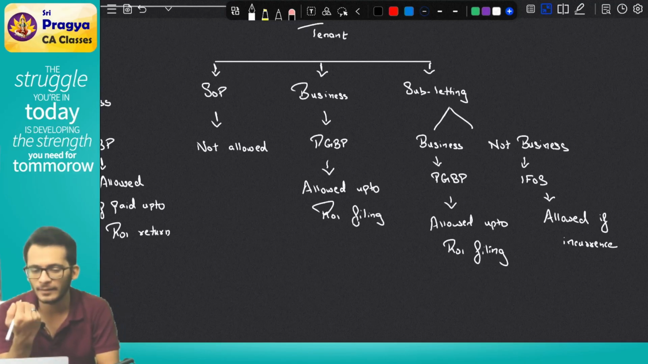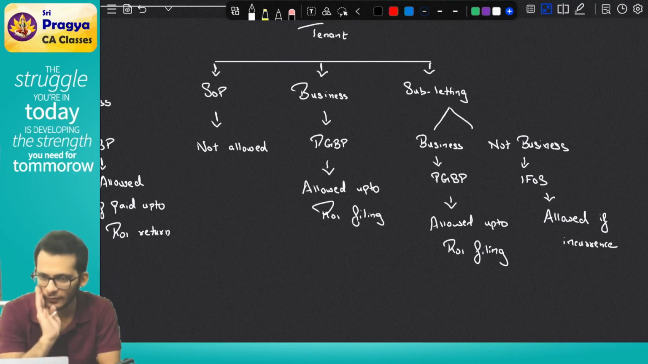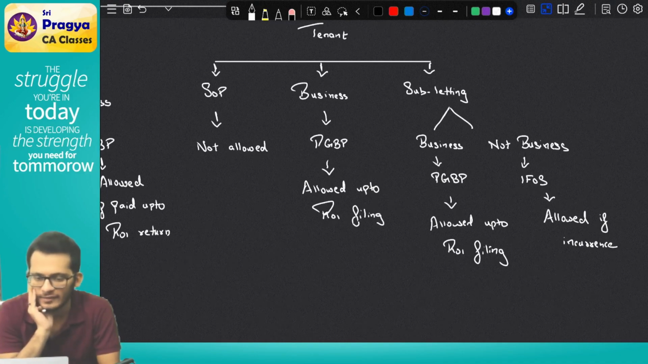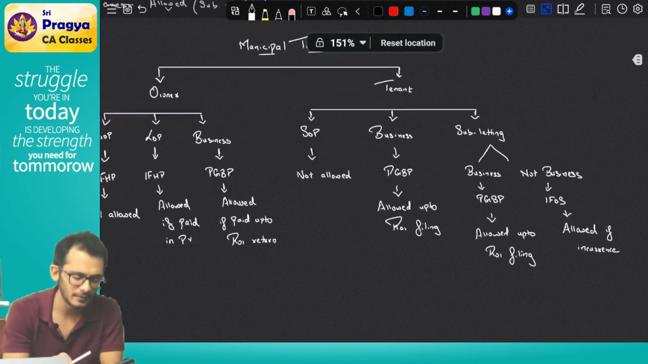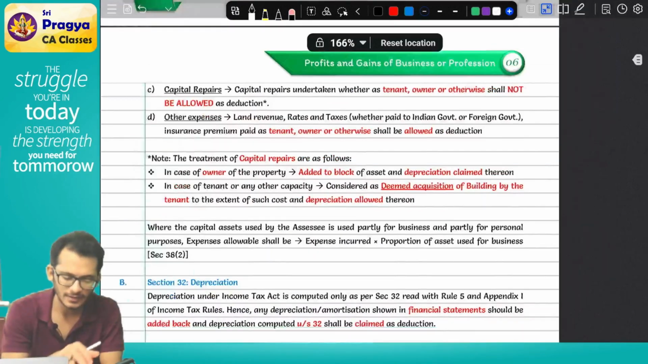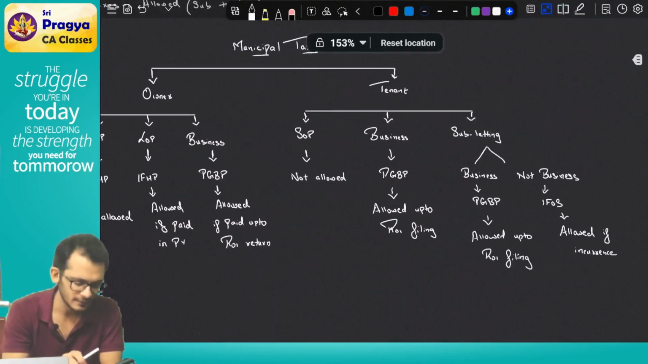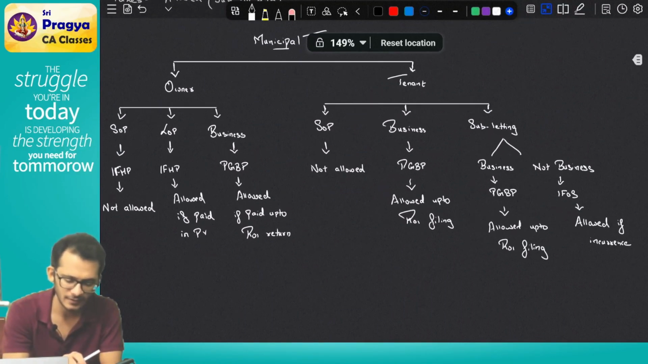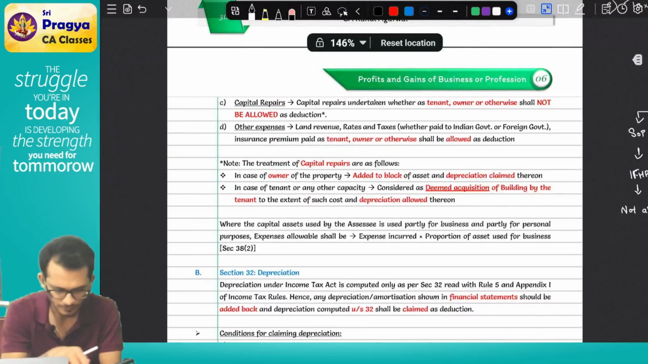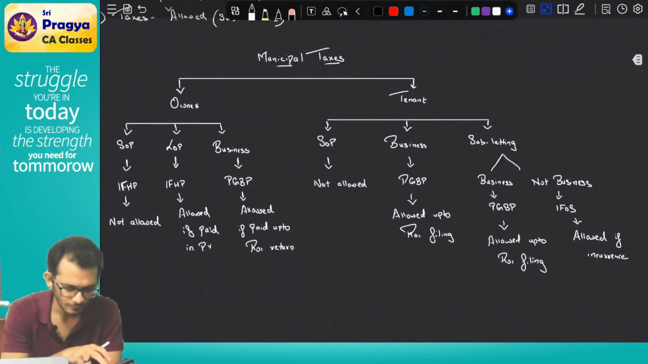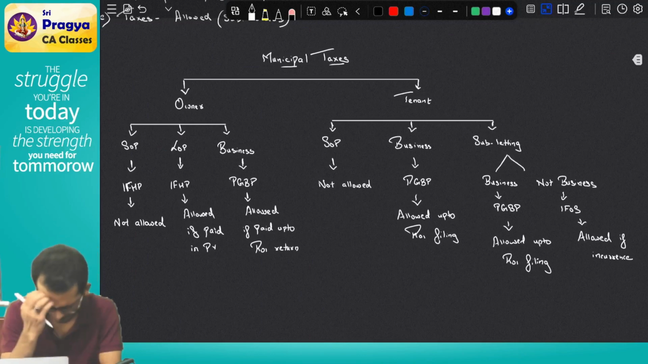Rahul, I have not even made the payment. It is okay. It is fully allowed. There is no restriction anywhere. So it is allowed on incurrence basis. Yes or no? Yes. This is a simple summary chart for you, for your municipal taxes. See it once. Let me know if you understand.